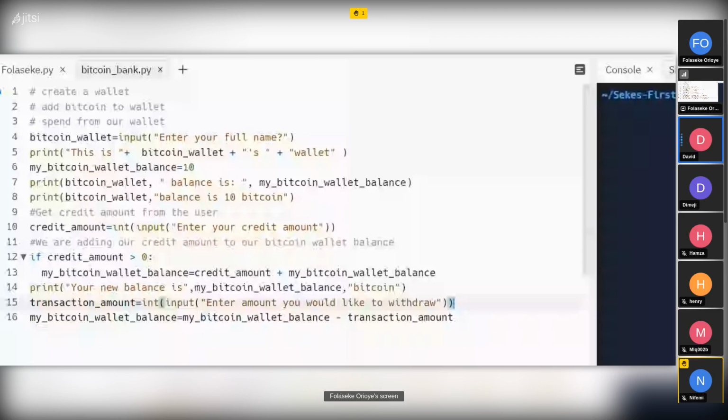We can use the if statement. Okay. How do we use it? And where do we use it? After line 15. Can you make a line after line 15? Falashike, can you do that?